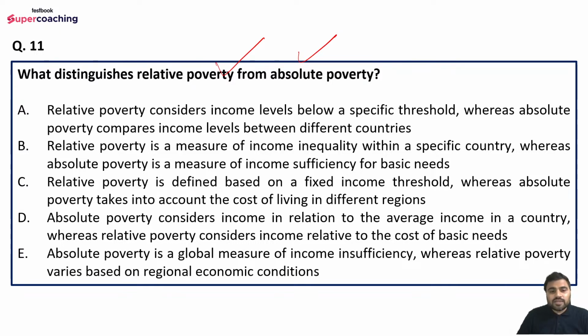Then C, relative poverty is defined based on fixed income thresholds, whereas absolute poverty takes into account the cost of living in different regions. D, absolute poverty considers income in relation to the average income in a country, whereas relative poverty considers income relative to the cost of basic needs. Option number E is absolute poverty is a global measure of income insufficiency, whereas relative poverty varies based on regional economic conditions.